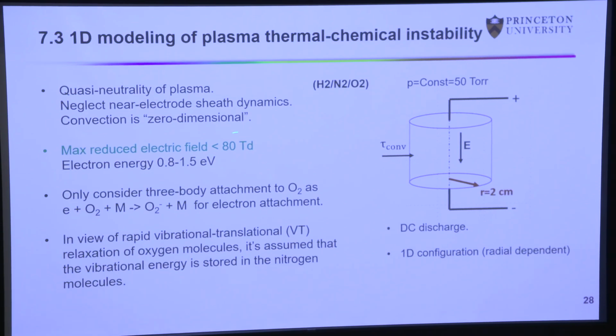They reduce the electric field to about 80,000. You want to see the important plasma chemistry, and you try to see this reaction, electron attachment, and its effect, and how the vibration translational reactions affect the instability.